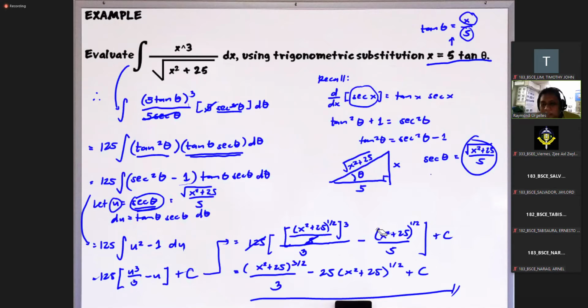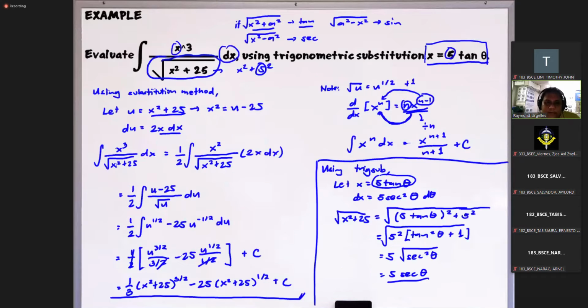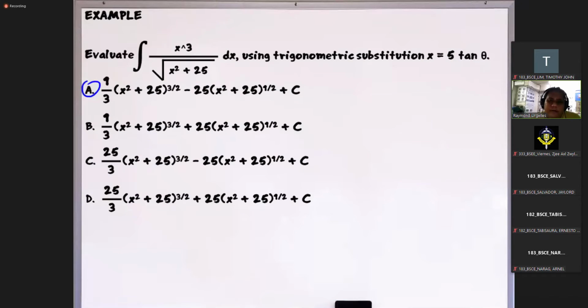So any questions para dito? Okay. So kaya yun pa rin yung sagot natin. Diba? So we have letter A. Okay? So then, diba? So again, yung next solution natin is using the calculator method. So let me open our calculator.